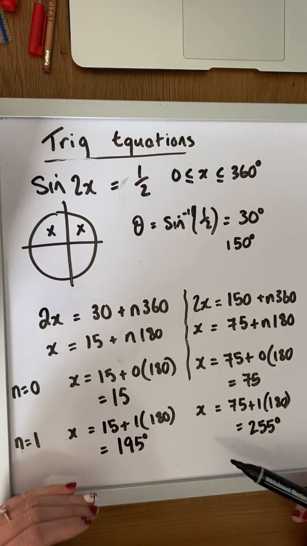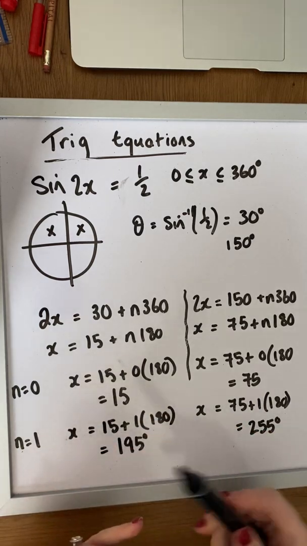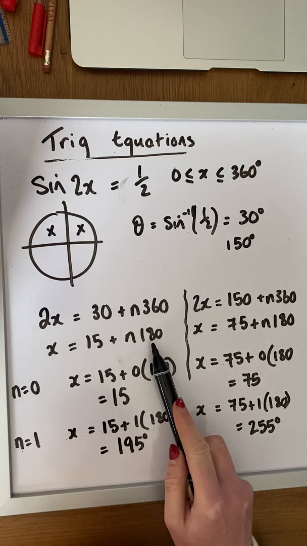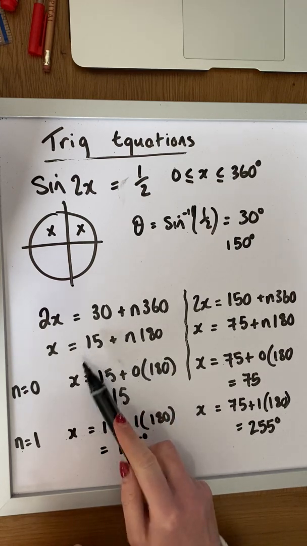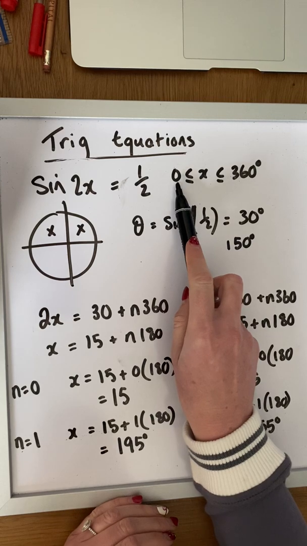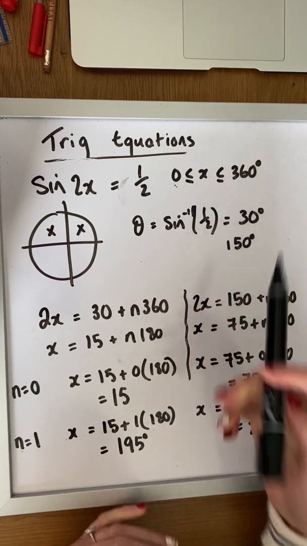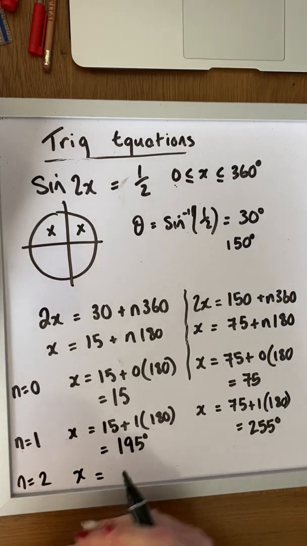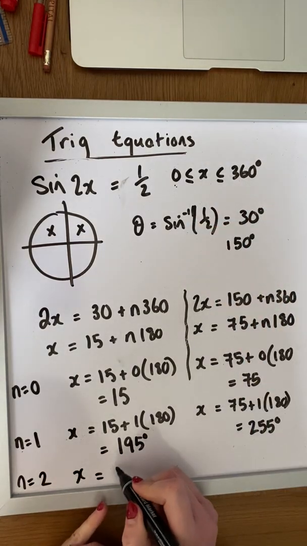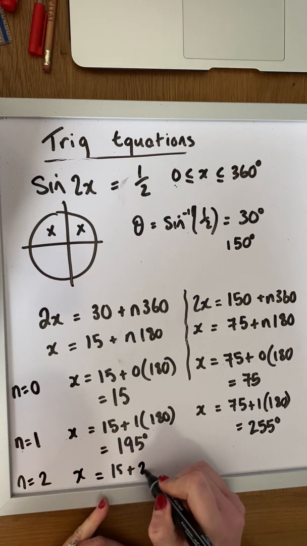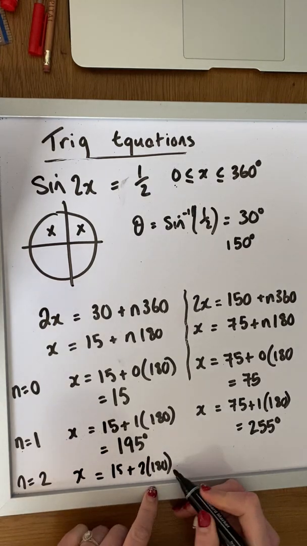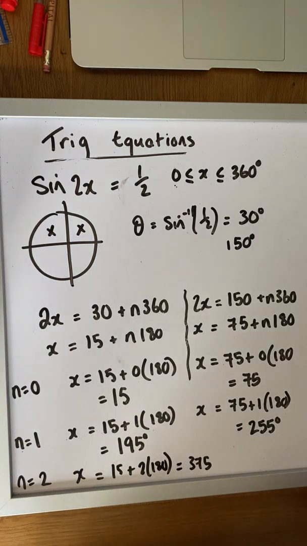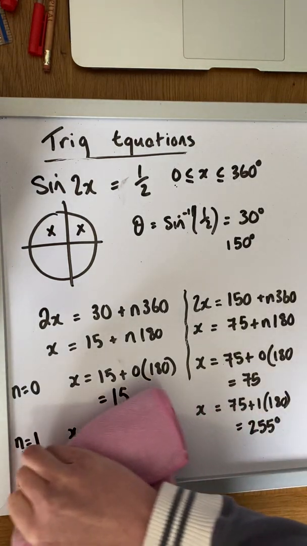We stop there because if we went to 2 rotations, so if we let n equal 2, 2 times 180 is 360, 360 plus 15 is 375. Remember, our angles should be between 0 and 360, so if we go to n equals 2, we have gone above our limit. So we've gone too far, and therefore we stop at n equals 1.